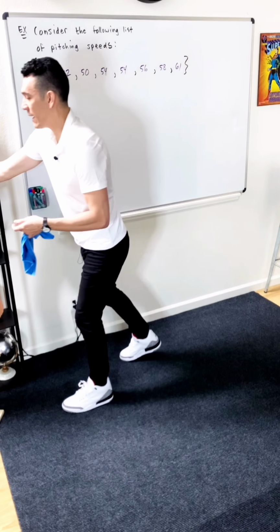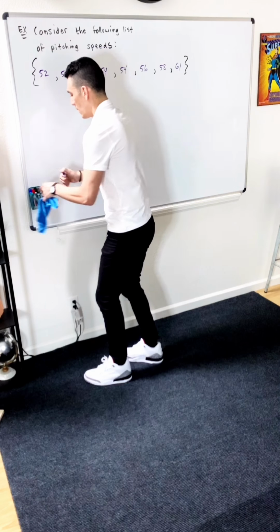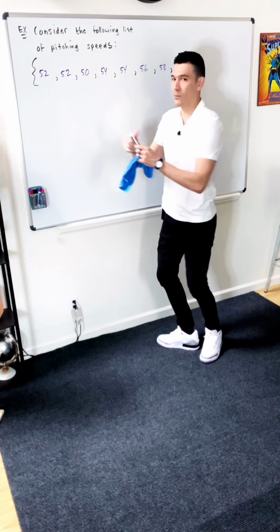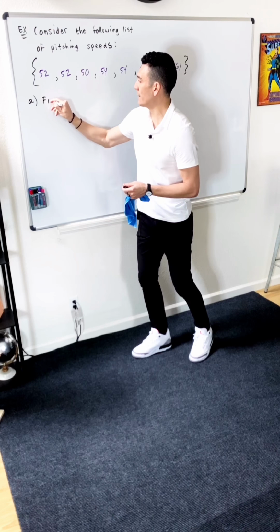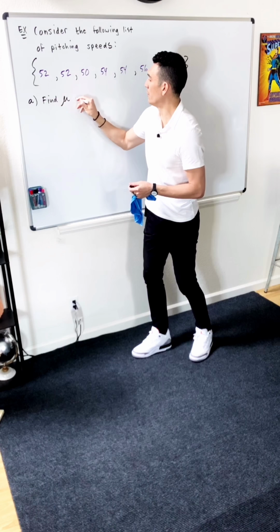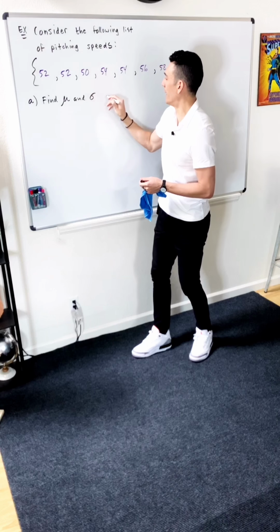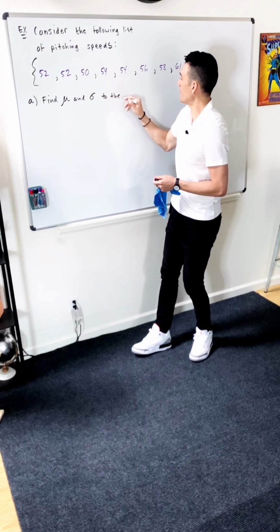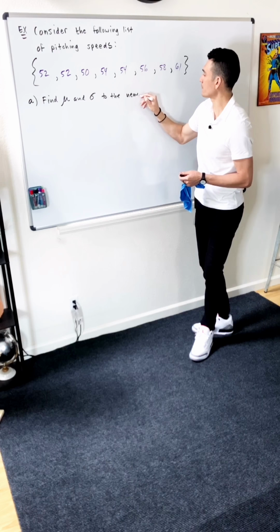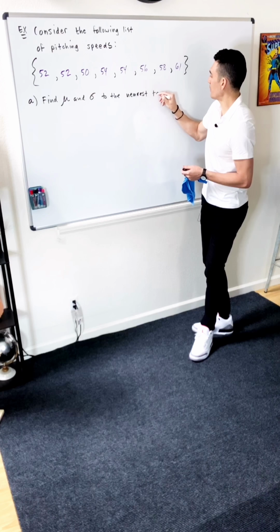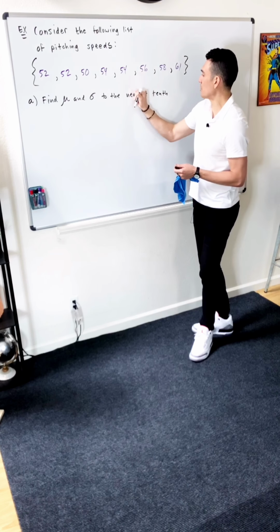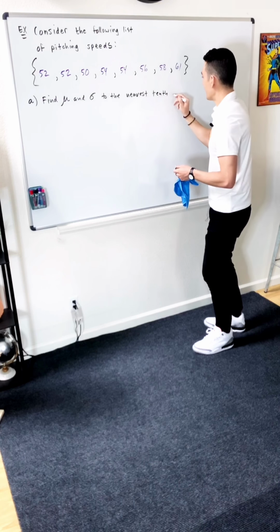Okay, so now, what do we want to do? What do we want to do with these values here? So for part A, we want to find mu and sigma to the nearest, let's say to the nearest tenth, okay? Let's go nearest tenth.